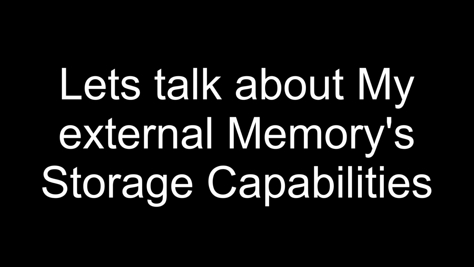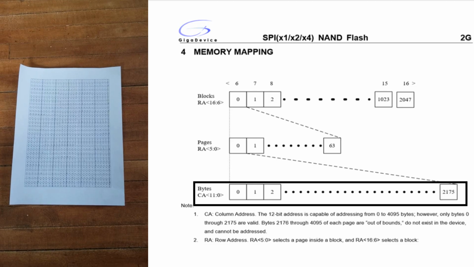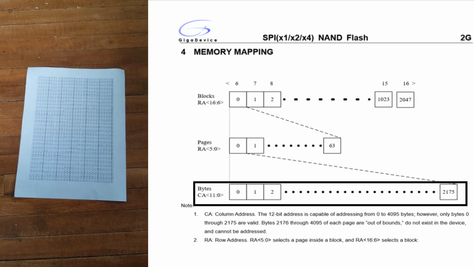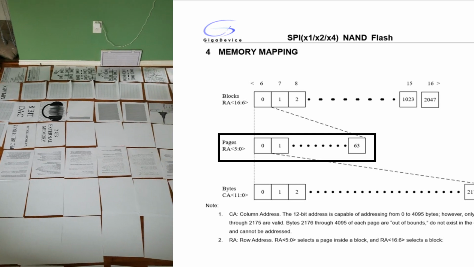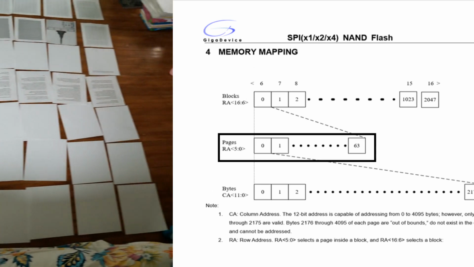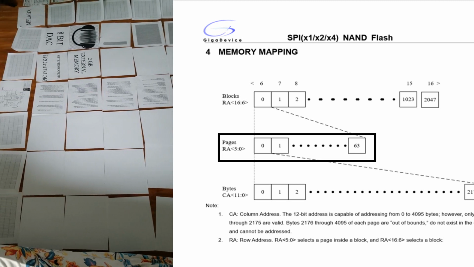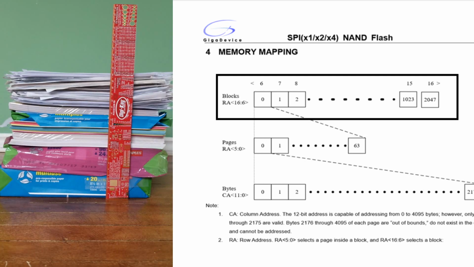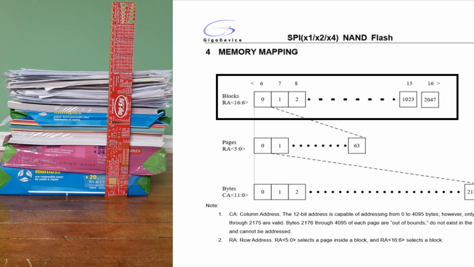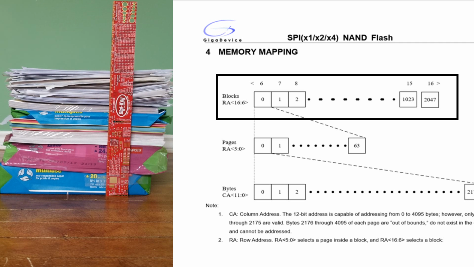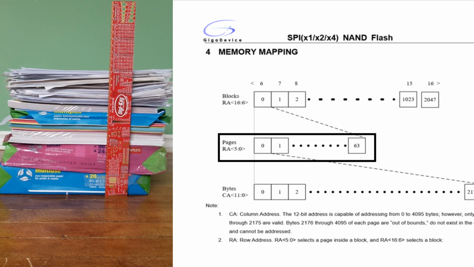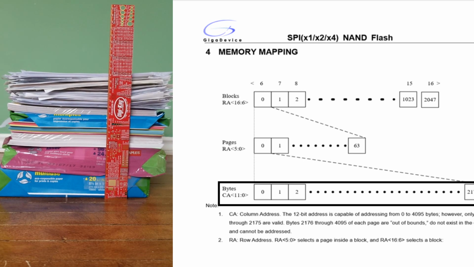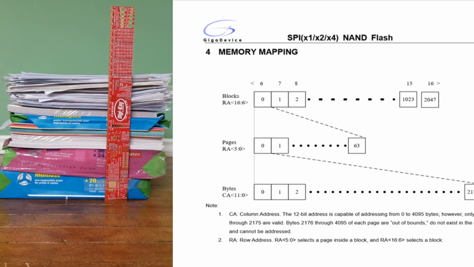Let's talk about how my memory is organized. This is 2,000 bytes of data. One page, double-sided. This is 64 pages. These make up one block. There are 2,000 bytes on each page. Each sheet of paper represents one block. Each block had 64 pages in it, and each page had 2,000 bytes. That is a lot of memory.